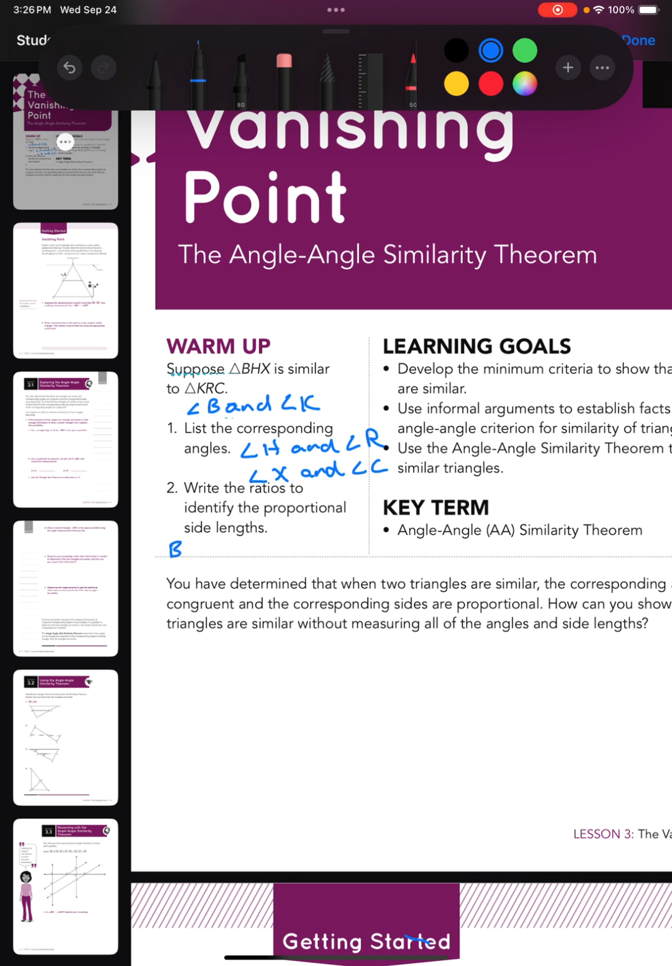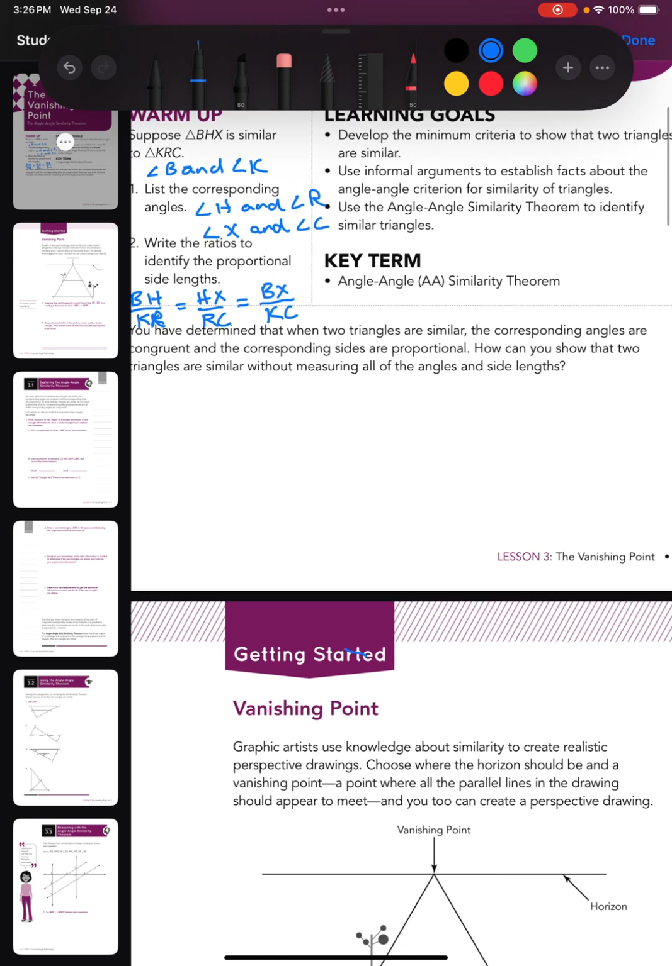So we could say that BH to KR has to be equal to HX to RC, which has to be equal to BX to KC. If we're going to have the same ratio for them to be similar figures, those three ratios have to be equal to each other. Okay, so key term we're looking at today, angle similarity theorem.